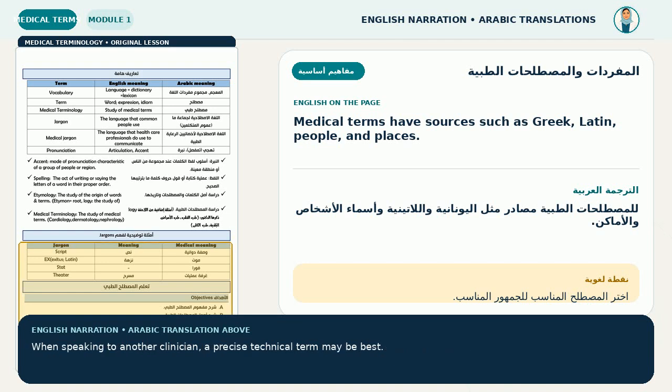When speaking to another clinician, a precise technical term may be best. When speaking to a patient, a simple explanation may be better. The Arabic translation on screen shows the difference between general vocabulary, a term, medical terminology, and jargon.